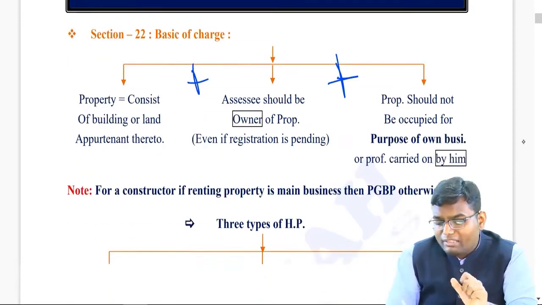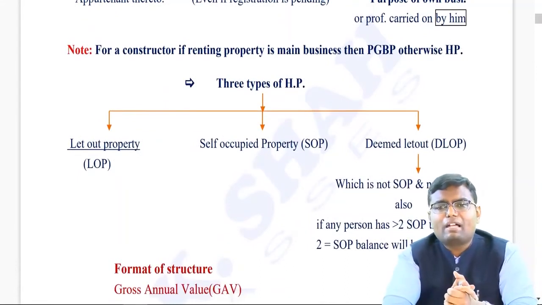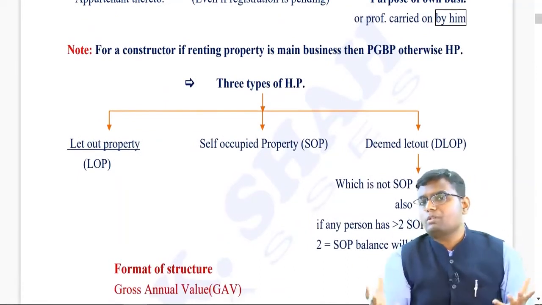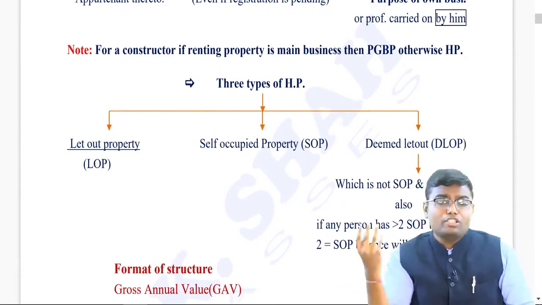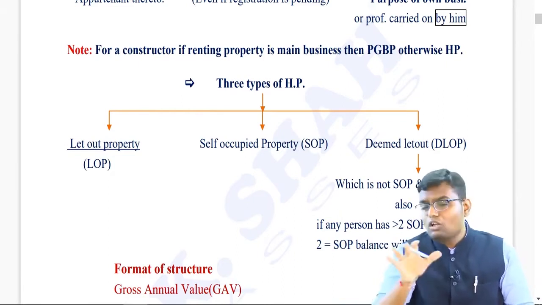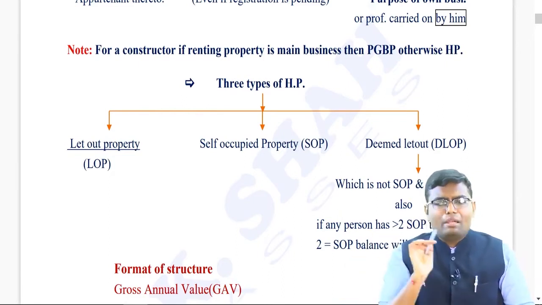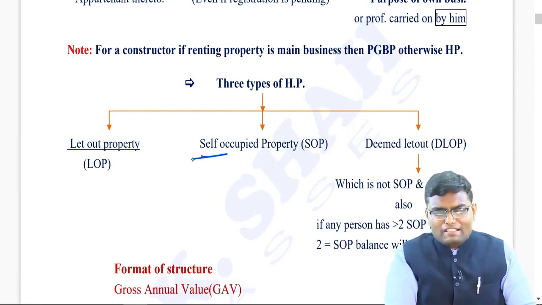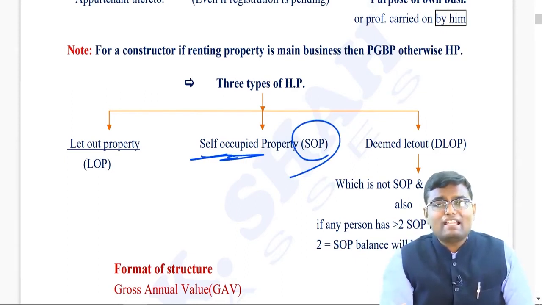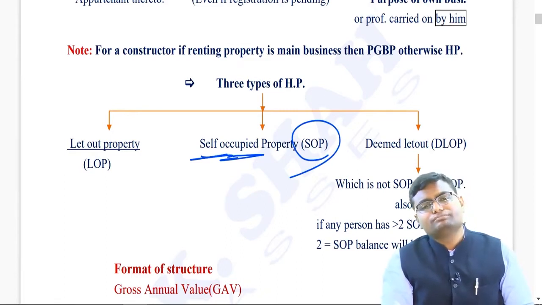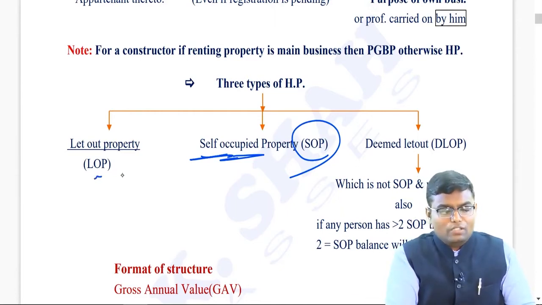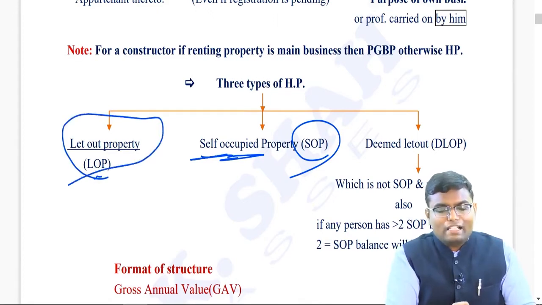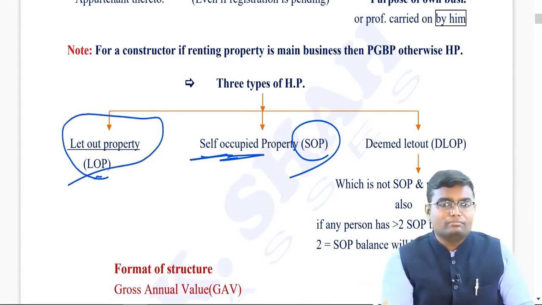Now, there may be 3 types of house property. Once you decide that this is my house property, now decide which kind of house property it is. See, if you have a house property, what can you do? Number 1, you or your family member can stay in it, not paying you rent. Either you or your family member. So that property will be called self-occupied property. We will be calling it SOP, self-occupied property. The other thing you can do is give it on a rental basis to somebody else. That is, you are letting it out, and that's why the property is called let out property, LOP.